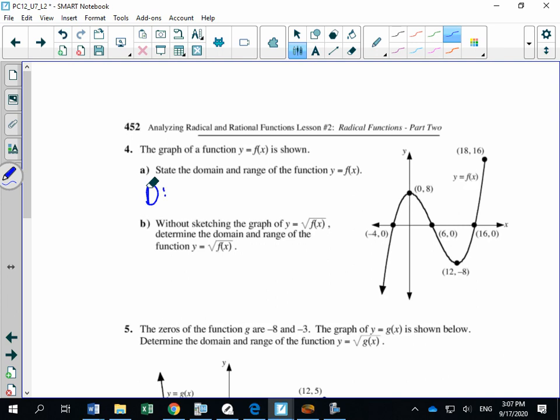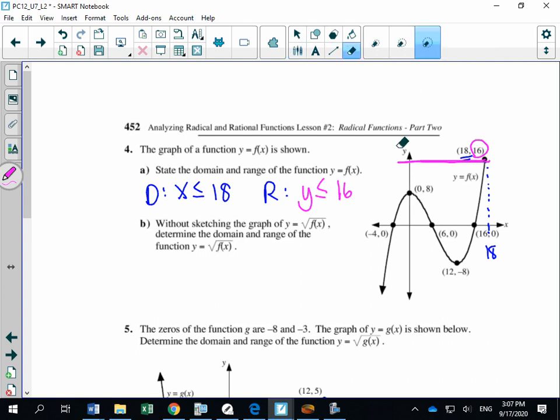The domain of this function: if I asked what is the biggest x value on this graph, I hope you see that the biggest x value would be 18. So the domain of this graph is x is less than or equal to 18. For the range, you're looking for either the biggest or the smallest y value. In this case, this point here corresponds to the biggest y value, which is 16. So the range of this graph is y is less than or equal to 16. That would be the domain and the range of the original graph.